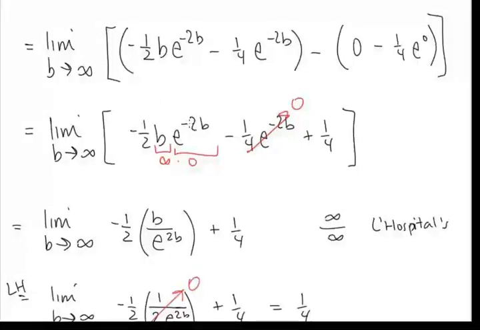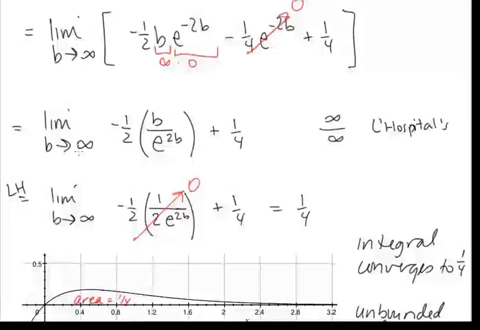So since this is an e to the negative 2b, it makes most sense to bring that down to the denominator, write this b over e to the 2b. I pull my negative 1/2 as a factor here. Now limit as b goes to infinity, I want to use L'Hopital's rule here with b being the variable. So the derivative of b is 1. The derivative here is 2e to the 2b. That goes in the denominator.